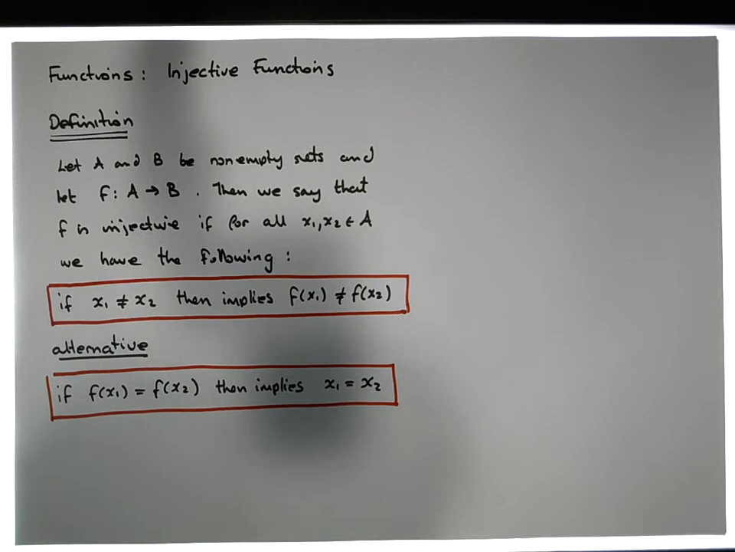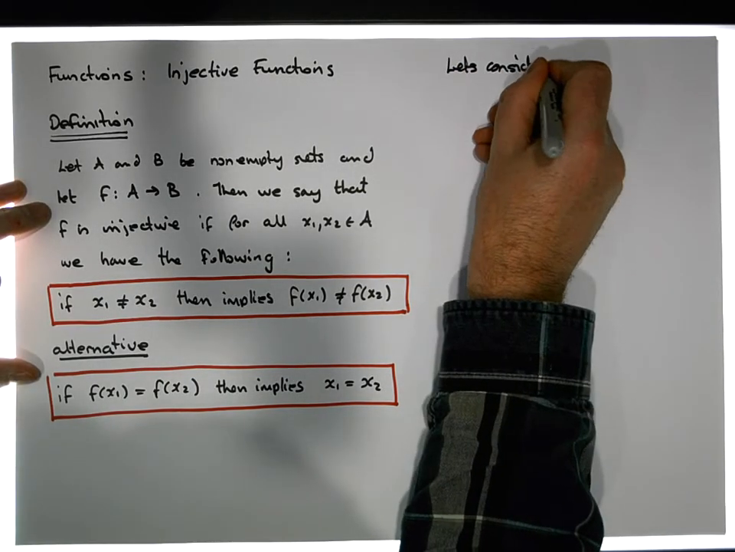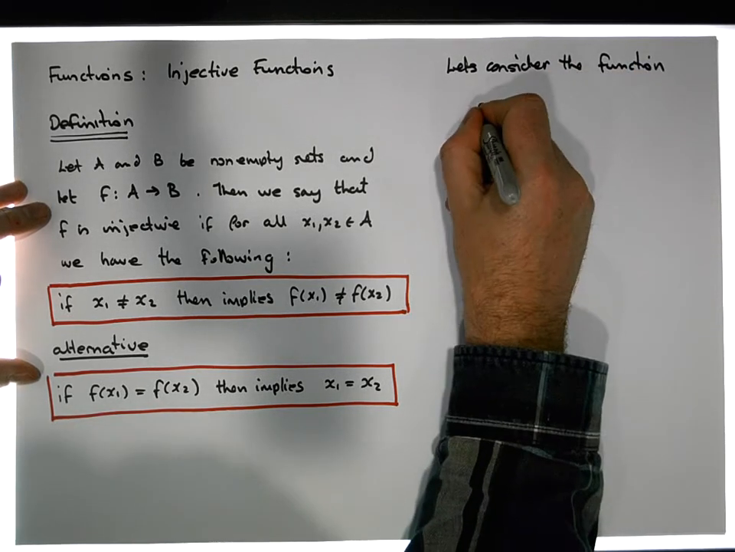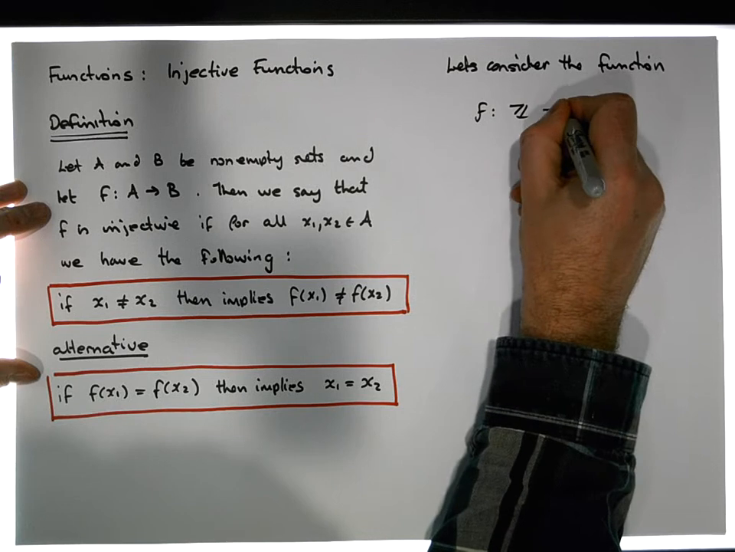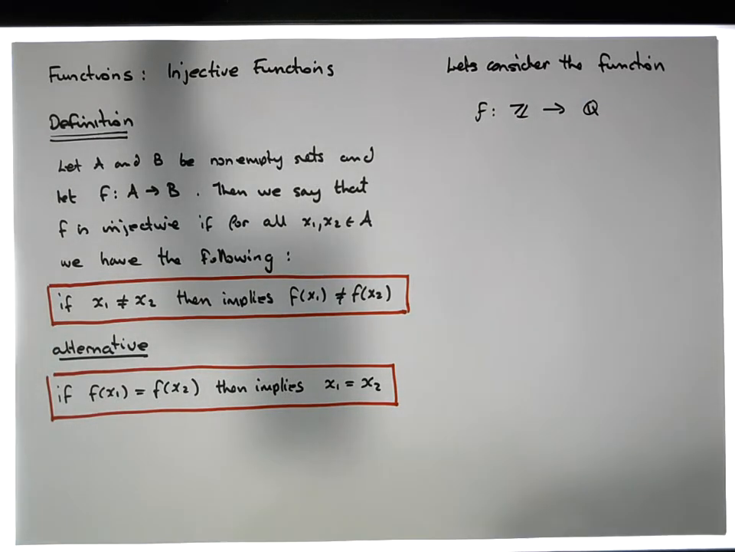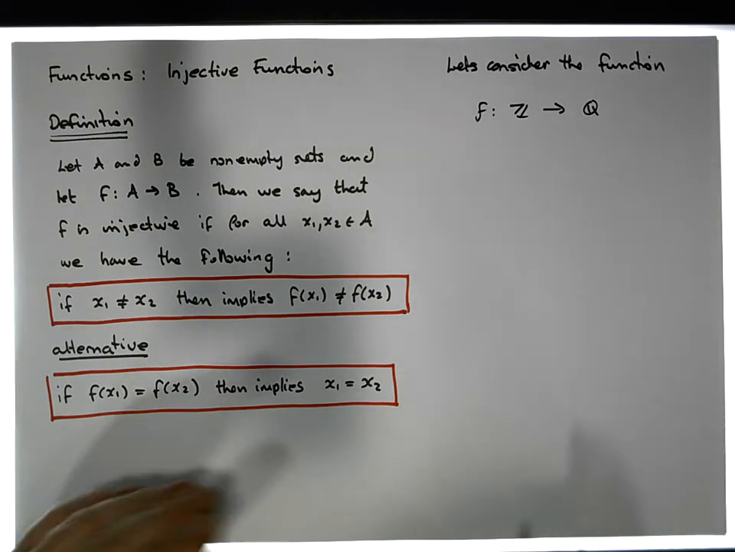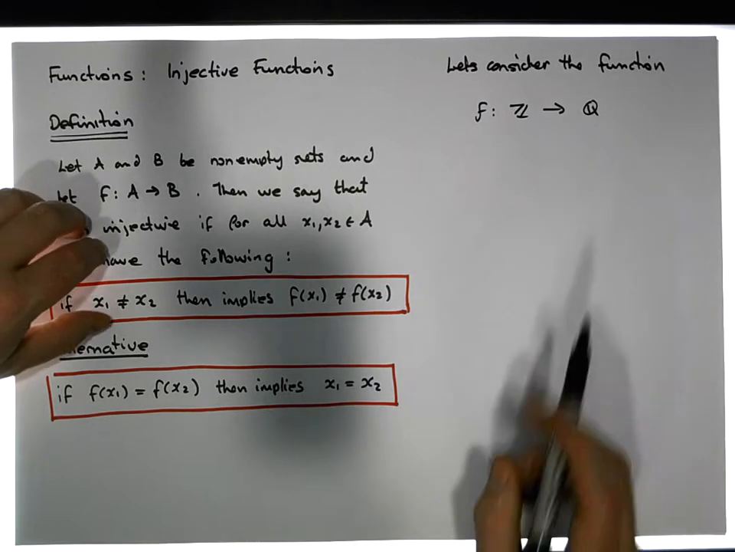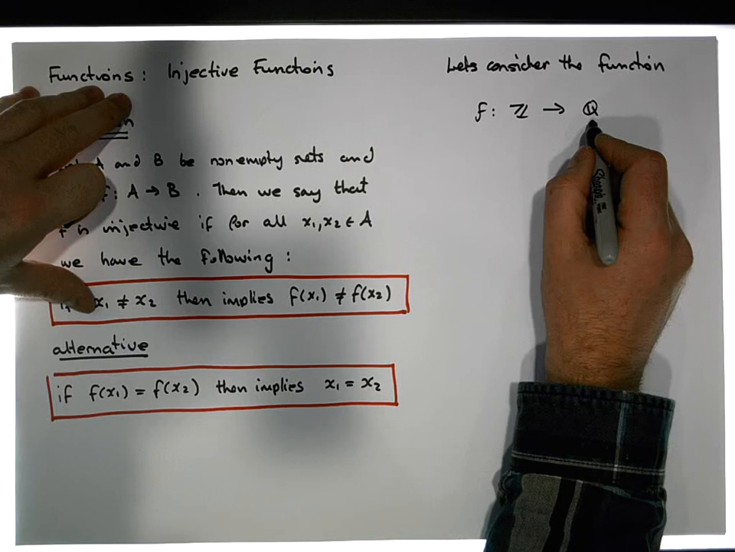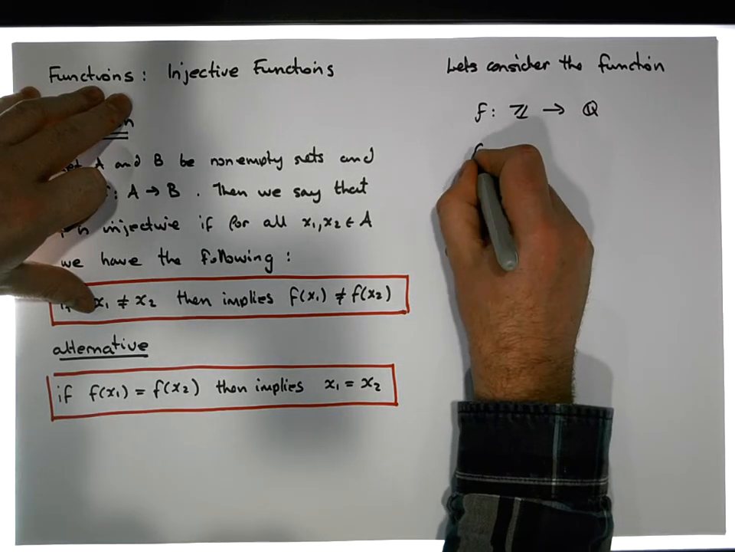So let's consider a function. Let's say f, which takes the integers, is mapped into the rationals. Actually, I probably should map the integers into the integers here, but it doesn't make any difference because the rationals contain the integers. So the codomain is Q, but the actual range is going to be Z, if I'm not mistaken.